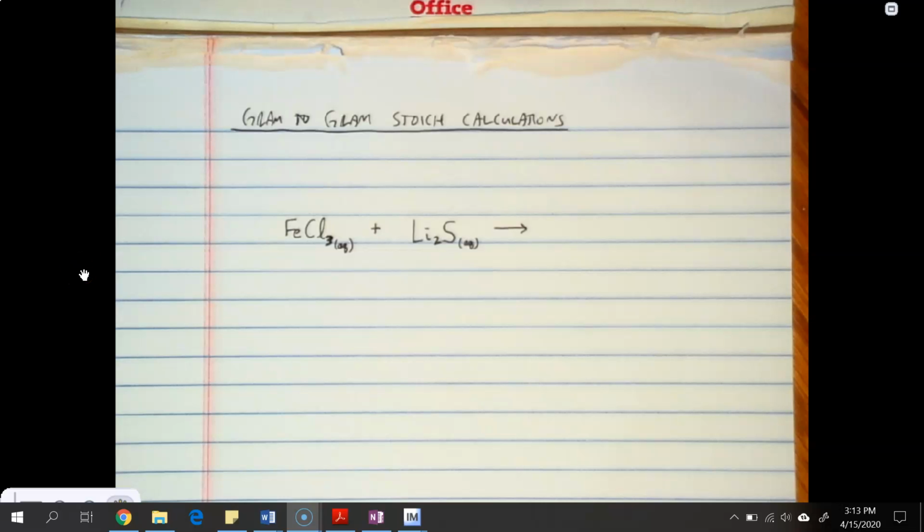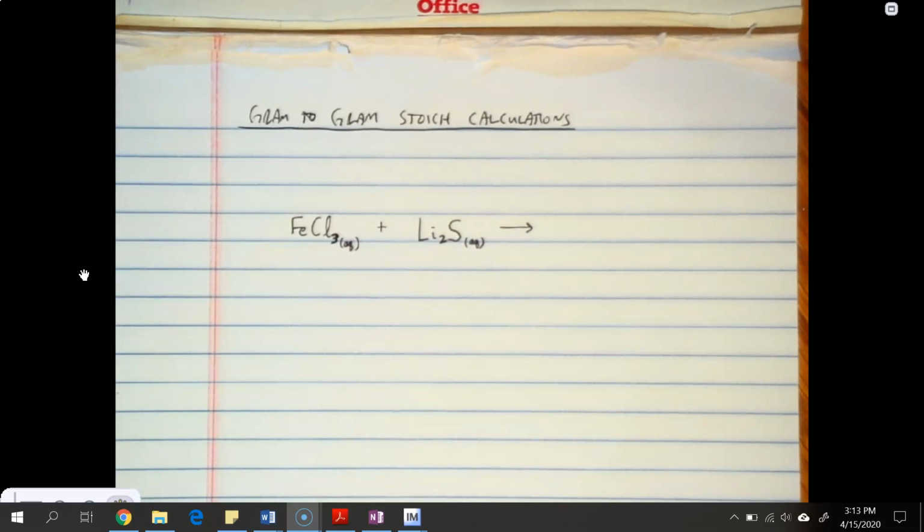Hey everyone. So for today's lesson, I thought it might be easiest to go through an example rather than just give you a Word document of notes. It's a little bit easier to understand what's going on when you see this happen in real time.